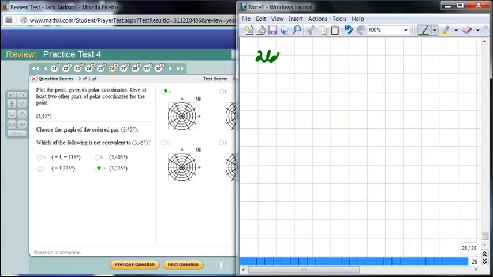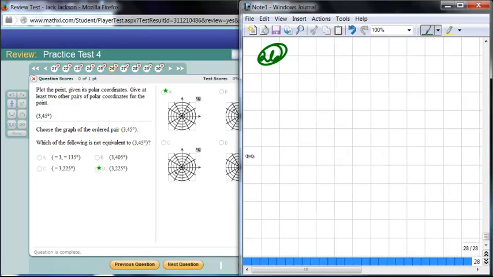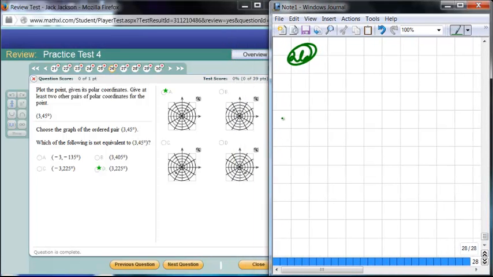Number 26. Graph the ordered pair 3, 45 degrees. So, well, they don't have a scale on here, so I'm going to assume that each one of these circles is 1. If that's the case, then this circle here is 3, so it should be on that circle, and all of them are on a circle of radius 3. So they all have the 3 right, but we want to be at 45 degrees. So these are 30 and 60 degrees, so we're halfway in between here. It's going to have to be A.